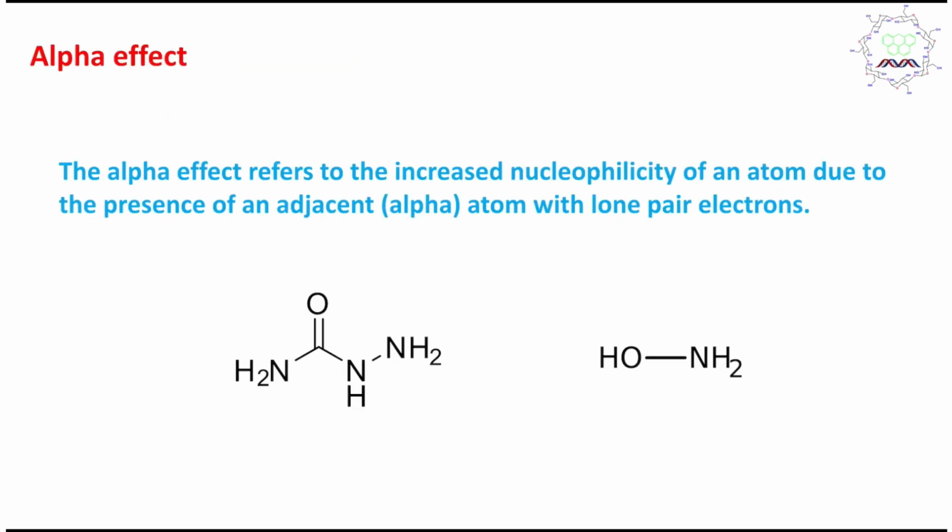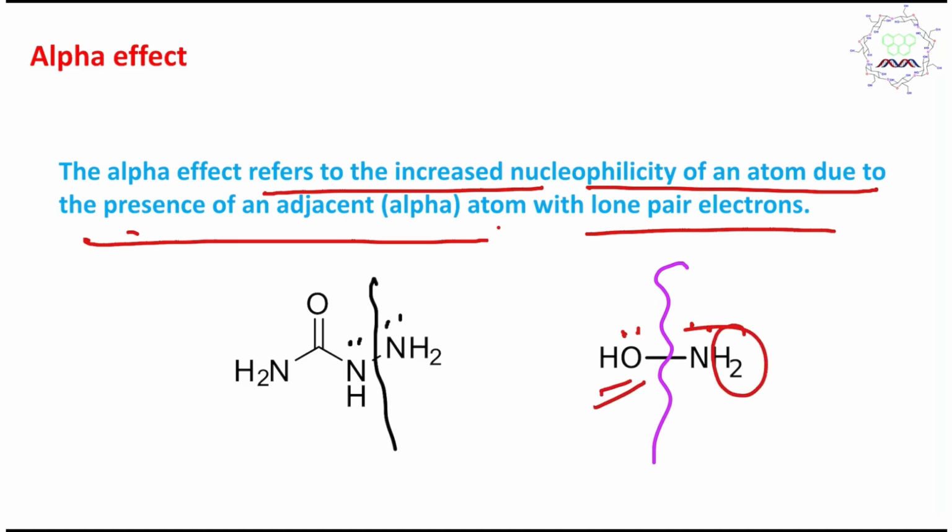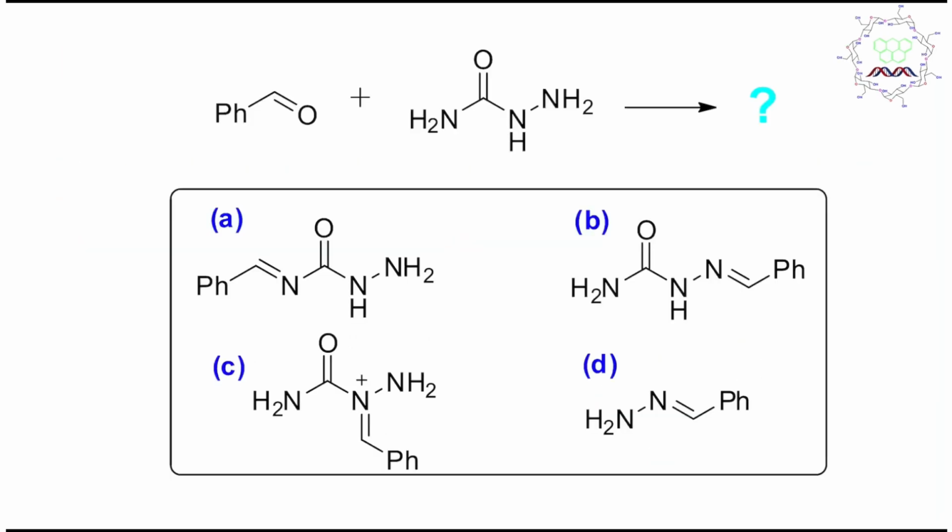So this is the product, but in this context, as I told, what is this alpha effect? The alpha effect refers to the increased nucleophilicity of an atom due to the presence of an adjacent alpha atom having a lone pair of electrons. Just some time before I told you about these two lone pair repulsions; this is actually a hydroxylamine derivative. Here the alpha effect is observed, but which part is going to form this Schiff base? Obviously this nitrogen, not oxygen. So this is the understanding about the alpha effect. So what is the answer? The answer of this problem is option B, because it will react. So ultimately option B is the right answer.